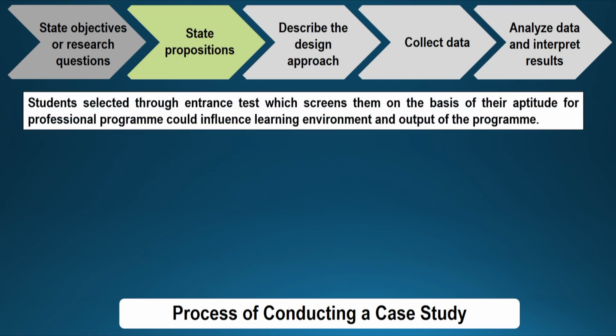that students selected through an entrance test, which screens them on the basis of the aptitude for a professional program, could influence learning environment and output of the program. Now, this proposition may be the result of studies which have been carried out, which clearly highlight that if the student possesses the aptitude to pursue a program, they can show better or higher performance. Or it is theoretically also true that if a person possesses the aptitude, he is going to excel in that field.